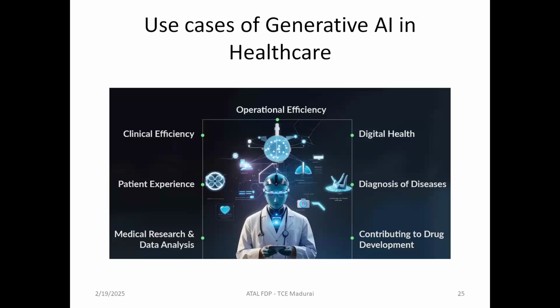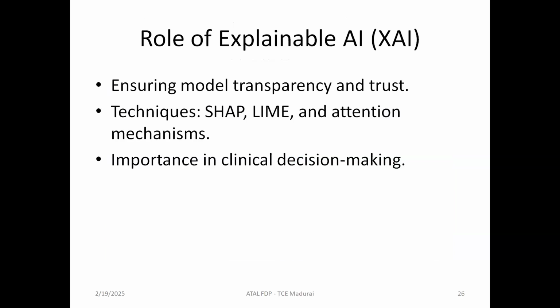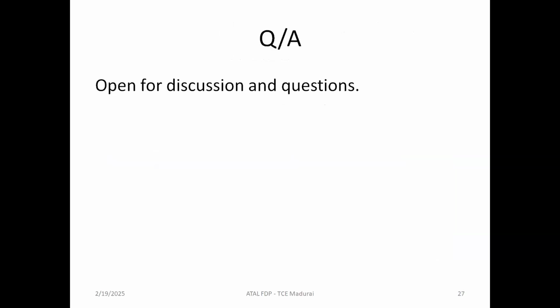So plenty of applications are there for Gen AI. Here we can see digital health, diagnosis of diseases, clinical efficiency, patient experience, and operational efficiency. Apart from that, nowadays explainable AI plays a major role, as I told you earlier, that gives very good interpretation for medical practitioners as well as doctors. So it makes the doctors take the right decision at the right time.